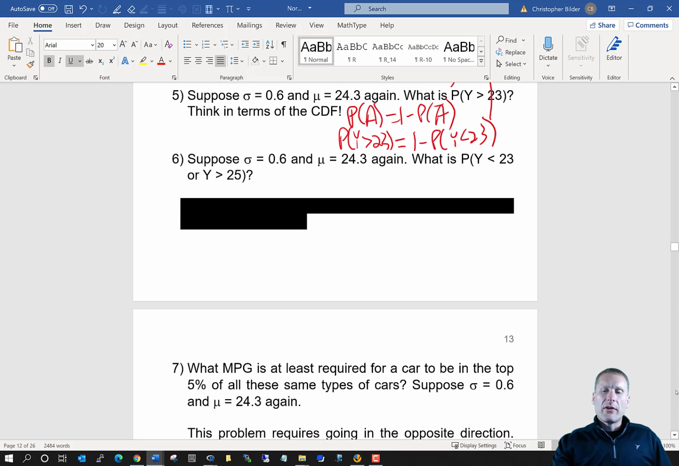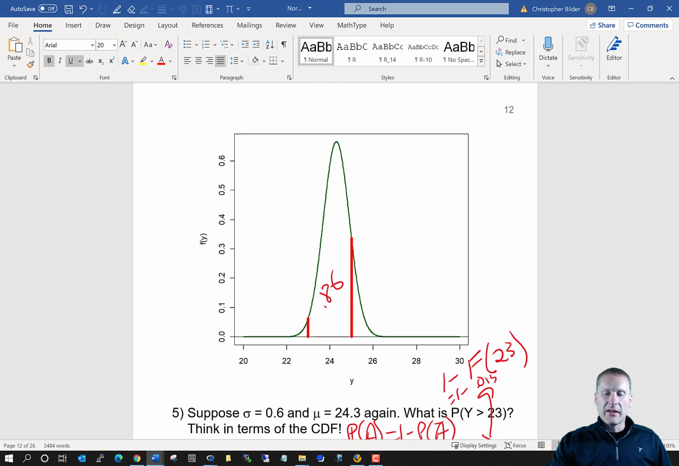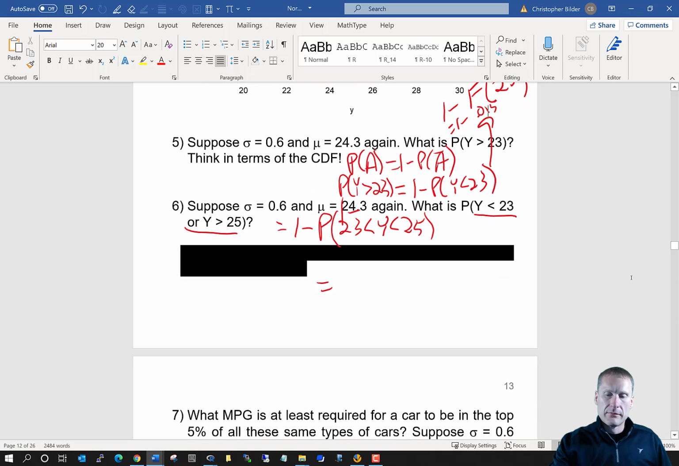Well, what about now we look at what's the probability y is less than 23 or y is greater than 25? Okay, so it's either on the far left or it's on the far right. Well, again, what is the opposite of that? We can use, this is equal to 1 minus the probability now that 23 is less than y is less than 25. So that you're actually in the middle. And we had just found that probability to be 0.86. So it's 1 minus 0.86, or about 0.14.